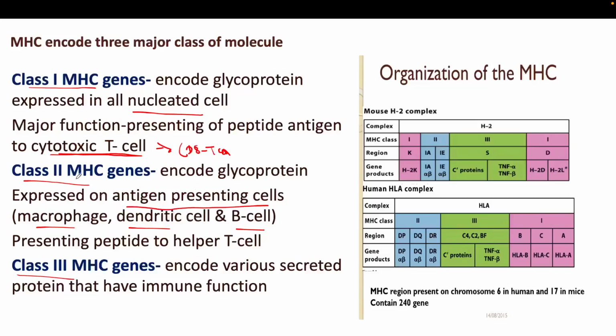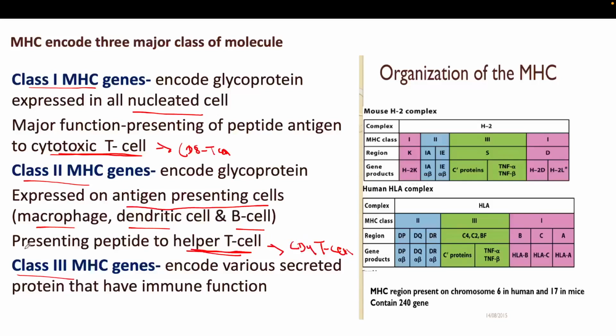Okay, and this MHC2 molecule is present only on the antigen presenting cells, and it presents the peptide to the helper T cell. Okay, the helper T cell is also called the CD4 T cell. This is called the CD8 T cell. Cytotoxic T cell is called the CD8 T cell, and this helper T cell is called the CD4 T cell. Okay, these are the surface markers of the T cell.